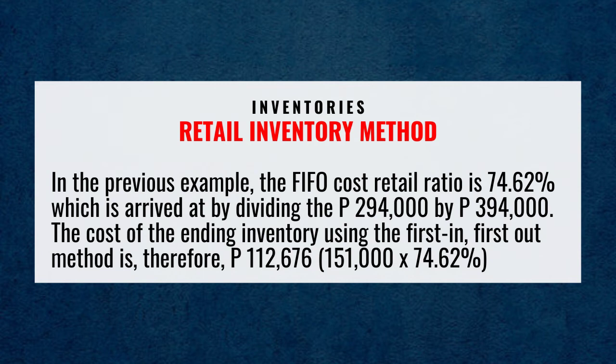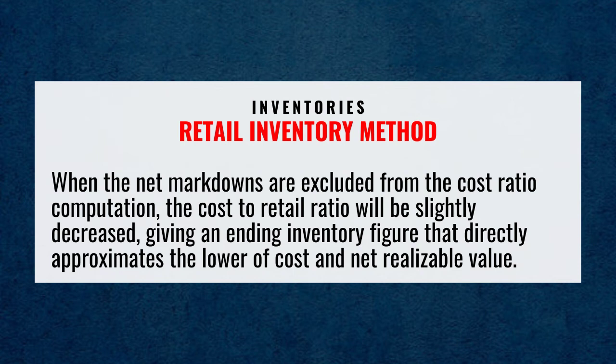The cost of the ending inventory using the first in first out method is therefore 112,676 pesos, which is 151,000 times 74.62%. When the net markdowns are excluded from the cost ratio computation, the cost to retail ratio will be slightly decreased, giving an ending inventory figure that directly approximates the lower of cost and net realizable value.